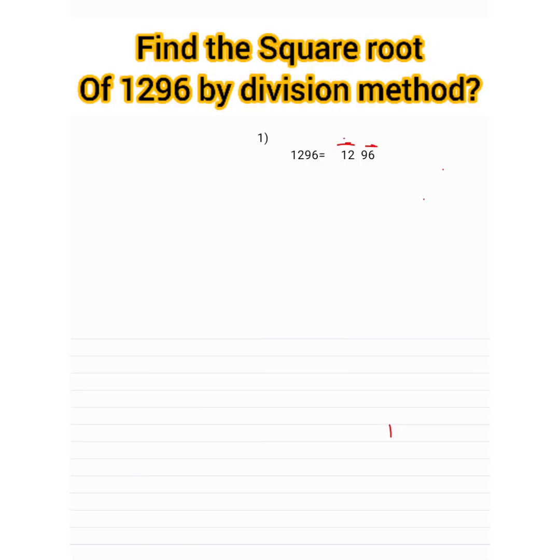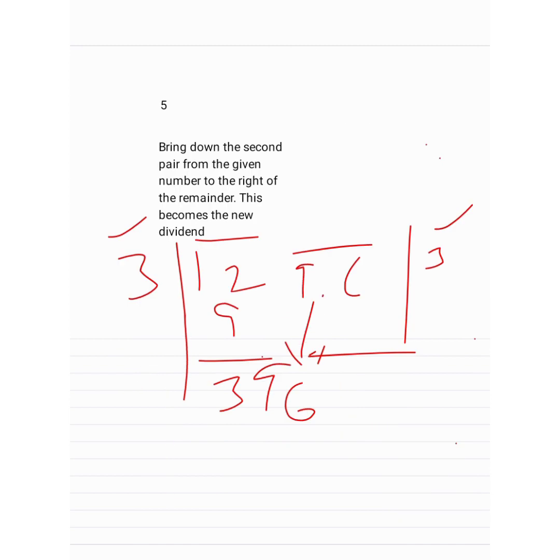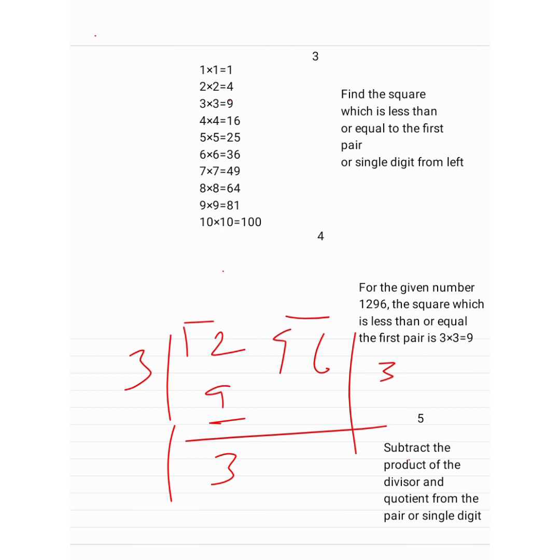Let's have one more example: find the square root of 1296 by the division method. Here 1296 is divided into two pairs, 96 one pair, 12 the other pair. Therefore, what is the perfect square nearer to and less than 12? The perfect square which is less than 12 is 9. Therefore, 3 3s are 9. 12 minus 9 is equal to 3.